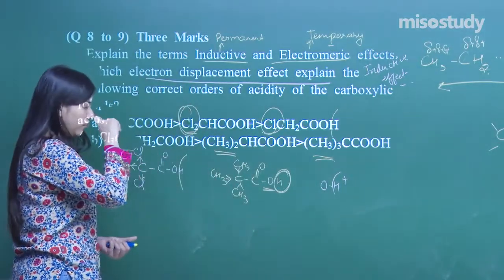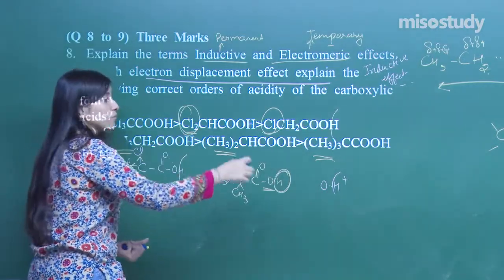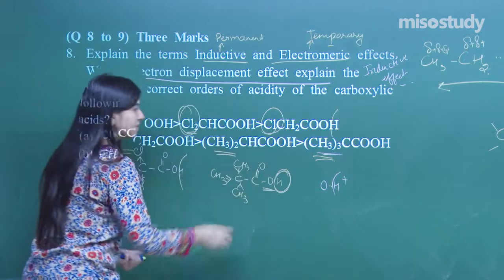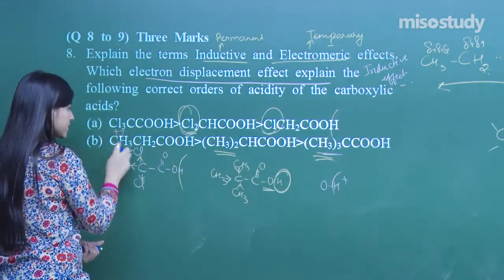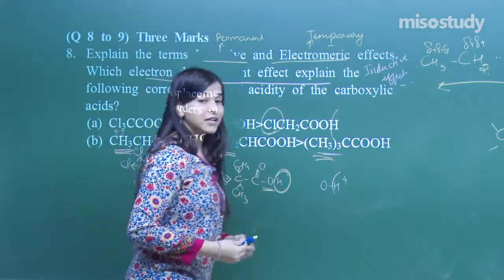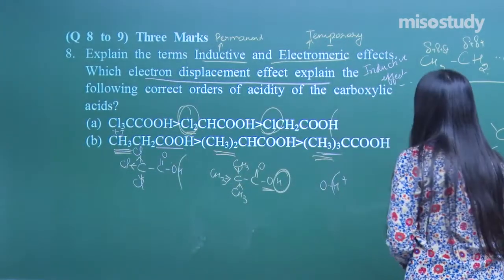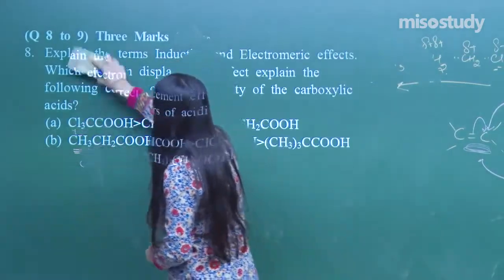See, so the more plus I groups, the least will be the acidity, right? And the fewer plus I groups, the more will be the acidity. Clear? I hope everybody is clear with this order, right? Let's move to question number 9.